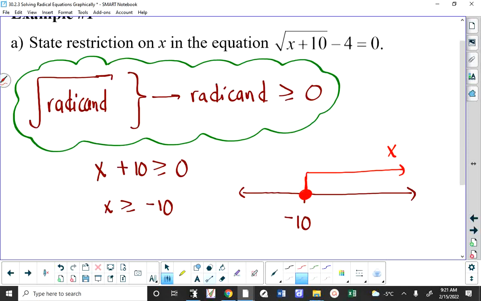Any questions with the restriction on x there? A restriction is just a confinement. It's saying this is what x has to be. Otherwise, it won't work.